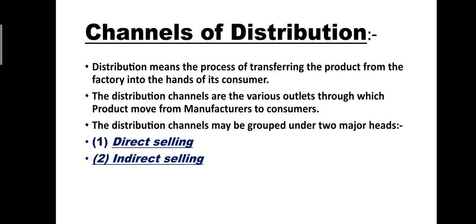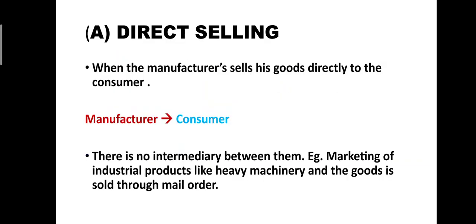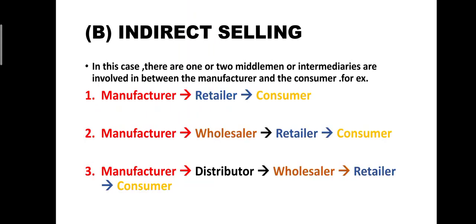Channels of distribution means the process of transferring the product from the factory or manufacturer into the hands of consumers. There are two types of selling, direct selling and indirect selling. Direct selling means directly transporting material from manufacturer to consumer. That means manufacturer to consumer. And indirect also has three subtypes. Manufacturer, then retailer is the middleman between manufacturer and consumer.